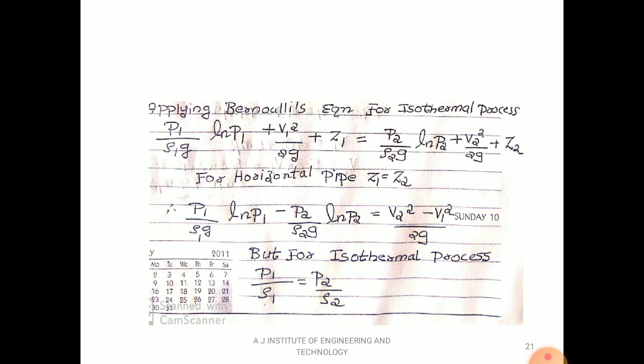So P1 by rho 1 g ln of P1 minus P2 divided by rho 2 g ln of P2 equal to V2 square minus V1 square divided by 2g, as Z1 equal to Z2 equal to 0. But for isothermal process, I already used this expression P1 by rho 1 equal to P2 by rho 2. So in place of P1 by rho 1 or P2 by rho 2, you can substitute the other. For your convenience, in place of P2 by rho 2, I'll substitute P1 by rho 1.